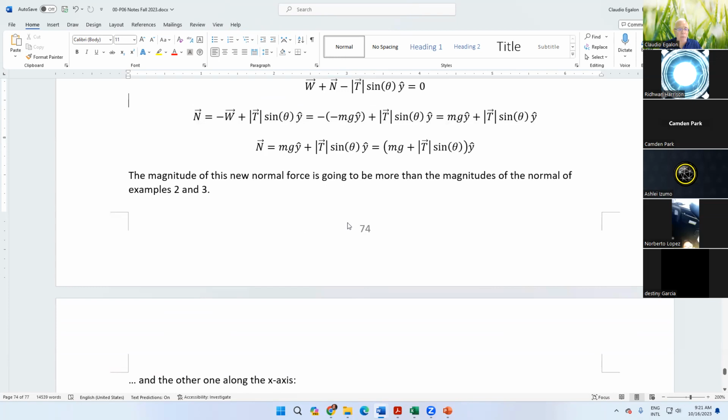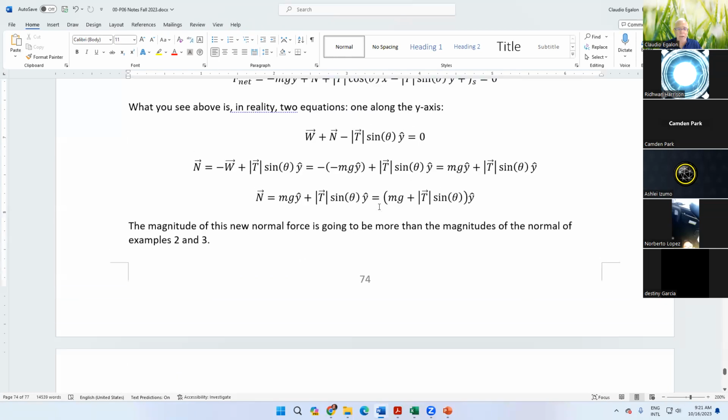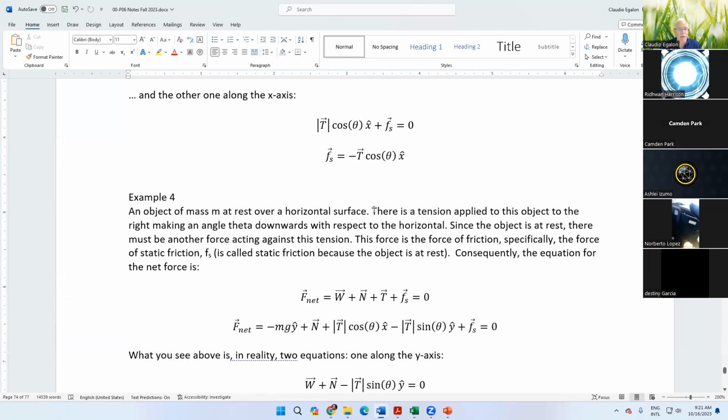And everything else that we're doing here applies also to an object moving with constant velocity, okay? And let's do that for constant velocity now.